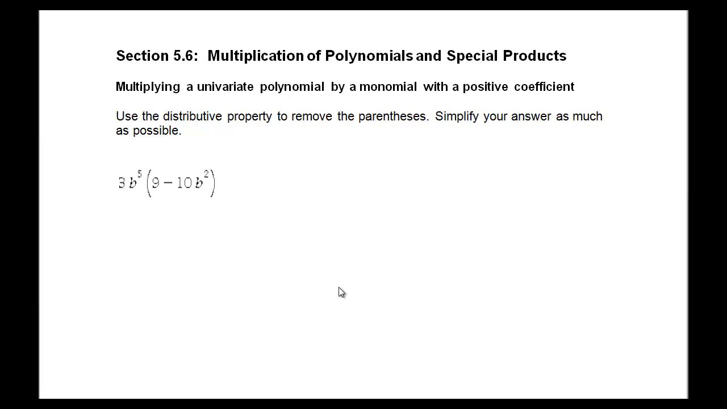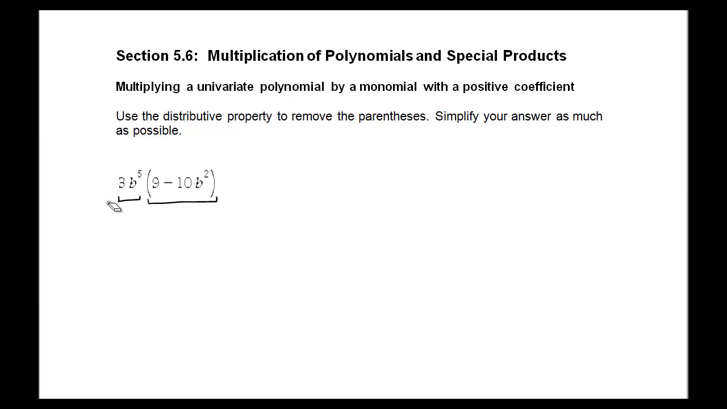Okay, we can also multiply monomials and polynomials, or we can multiply a polynomial by a polynomial. So here, let's first take a look at an example. We have a monomial, so that's 3b to the fifth. And we're multiplying that by a polynomial. Since it's right out in front of the parentheses, that implies multiplication.